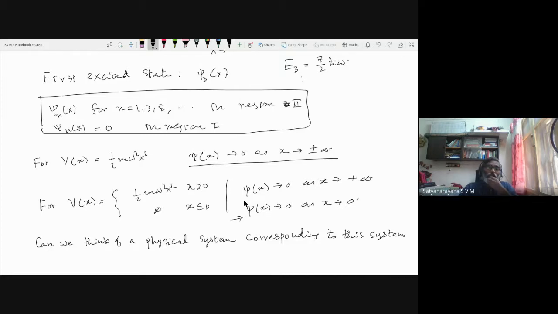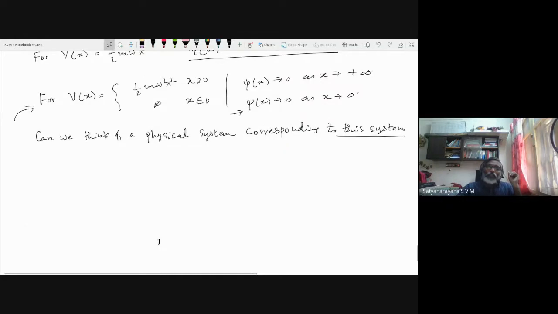Later we will see we can develop a method called the WKB approximation, so we can actually solve and get these energy eigenvalues. Now we are only reading them out by inspection, but you can actually solve and get these energy eigenvalues using a technique called the WKB approximation. We will do that later. But what is the physical system corresponding to this system, that is, half m omega square x square and infinity, this kind of a system? Now there is also another interesting question that one can ask.